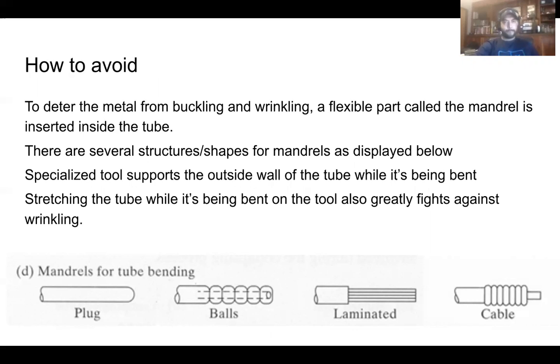So to avoid this wrinkling or buckling effect, we put a part called a mandrel inside of the tube while it's being bent to deter any deflections inside of the tube. These mandrels come in many different shapes and sizes depending on how the tube is going to be bent. There's also a specialized tool that supports the outside wall, apart from the inside wall that is supported by the mandrel. Stretching the tube while it's being bent also helps greatly to avoid these buckling and wrinkling effects.